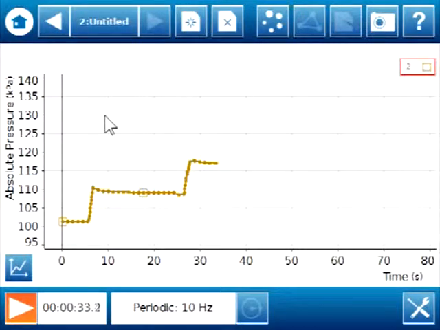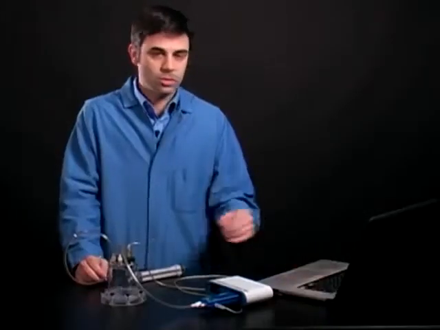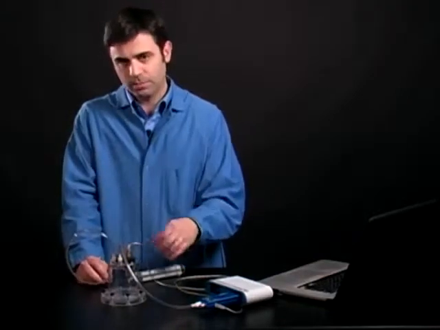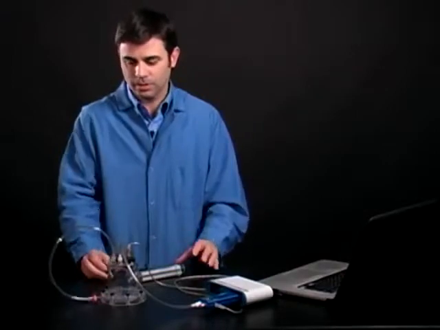So I can add or remove particular amounts of gases and see how that changes the pressure. So this is a great way to study gas properties, but I also want to be able to study gas reactions. And to do that, I'm going to set up some additional equipment.